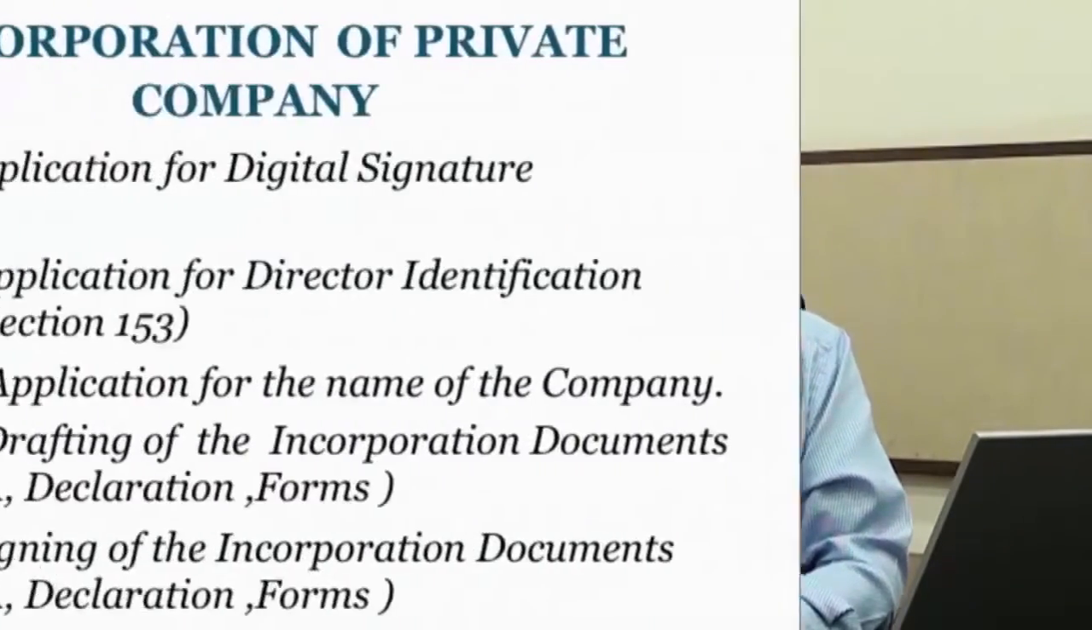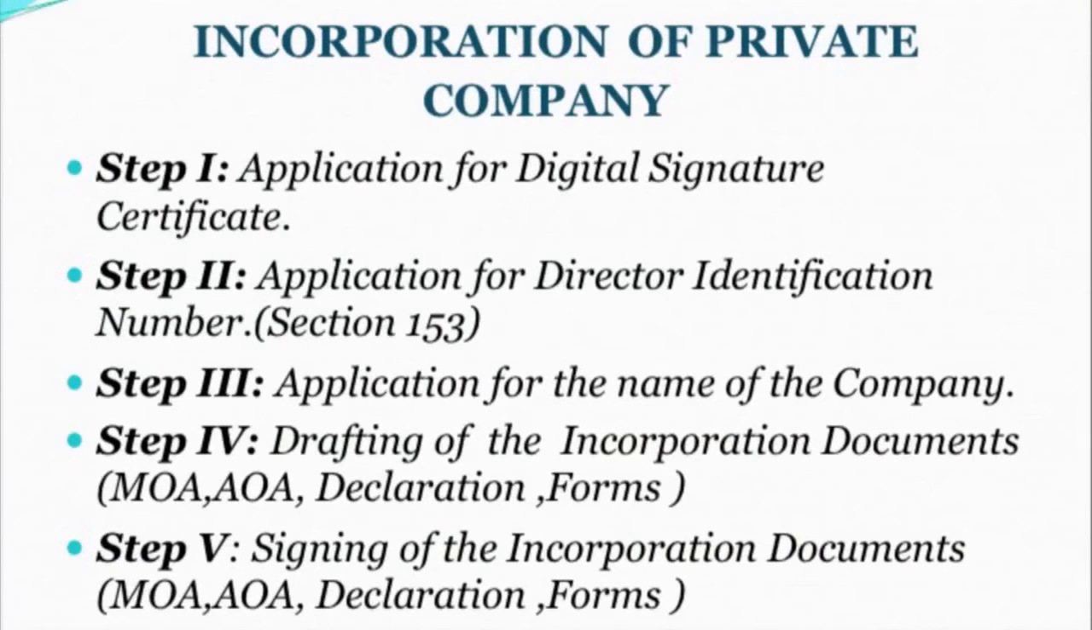The steps involved are: step 1, application for digital signature certificate, called DSC. Step 2, application for director's identification number, also called DIN. Step 3, making an application for getting a suitable name. Step 4, drafting of incorporation documents, which are memorandum of association, articles of association and related forms. And step 5 is submitting these documents with the appropriate authority, called the Registrar of Companies, and getting the certificate of incorporation.